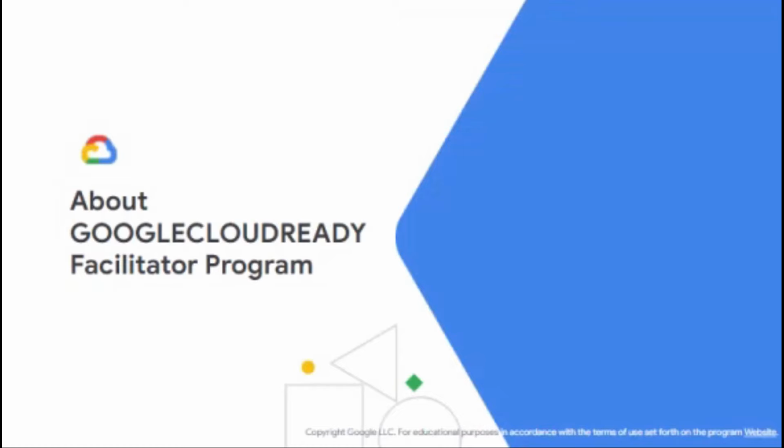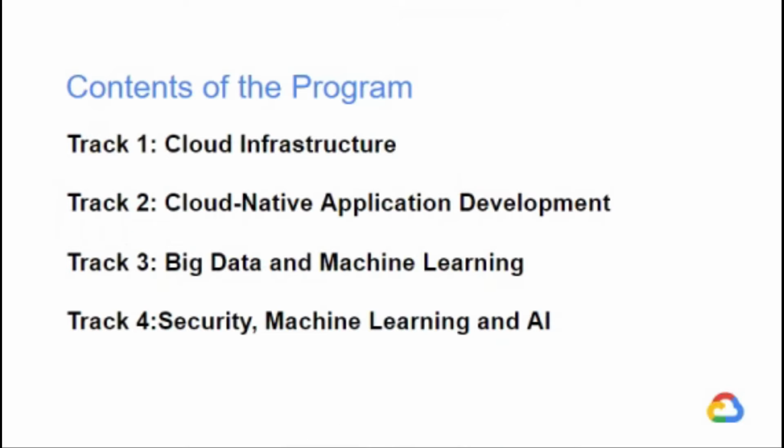Now next is the Google Cloud Ready Facilitator program. You must have seen the contents mentioned on the website. This time we have 4 tracks. Earlier we also had one cloud ready program, and there we had fewer tracks. Now this time the program is of 2 months, and we have 4 tracks, which include cloud infrastructure, cloud native application development, big data and machine learning and AI. Each track has some quests.